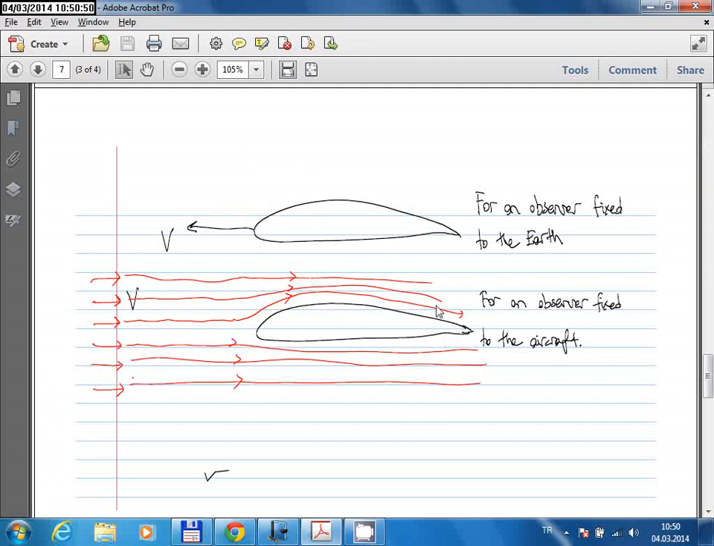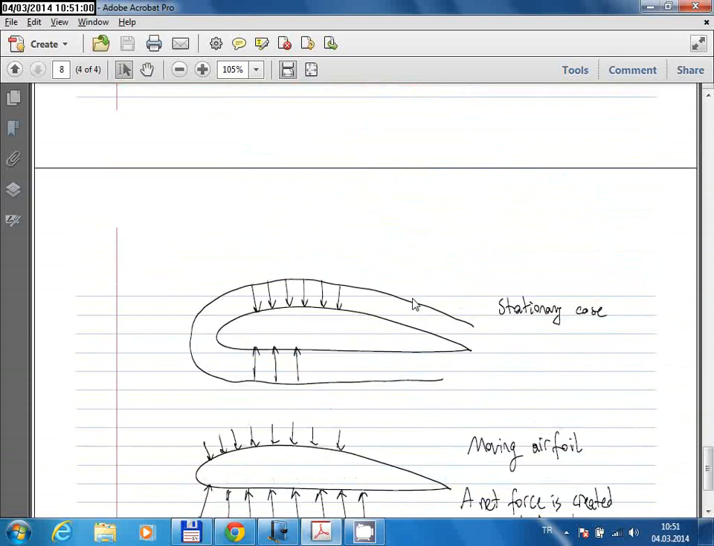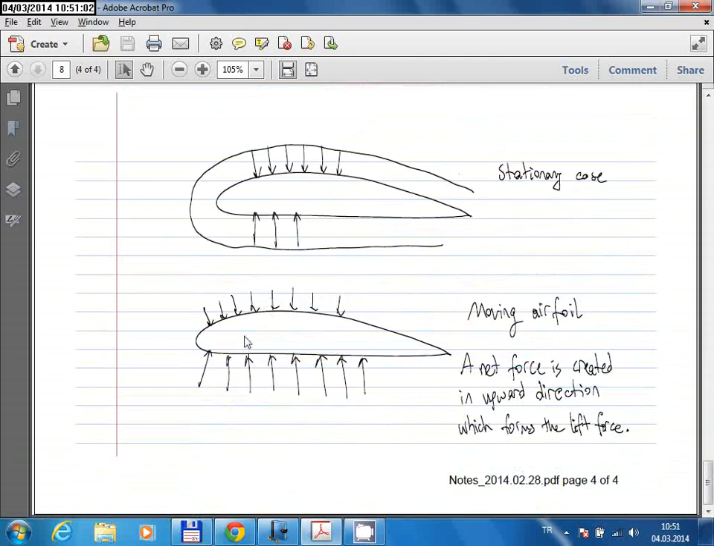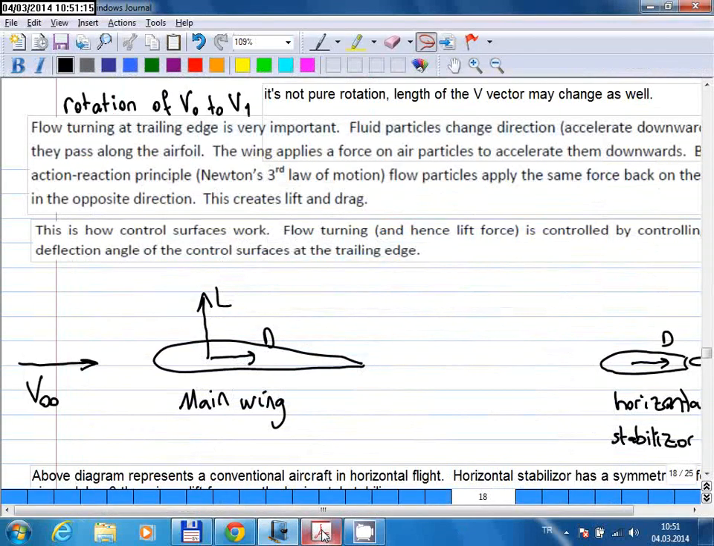and due to this special shape, the flow passing through the upper surface needs to get squeezed here, and then that results in an increase in the speed of the flow, and as a result of that, we get a pressure difference between the upper surface and lower surface, and this pressure difference creates a force in the upward direction, which is what constitutes the lift force. Okay, so this is basically what we discussed on Friday.